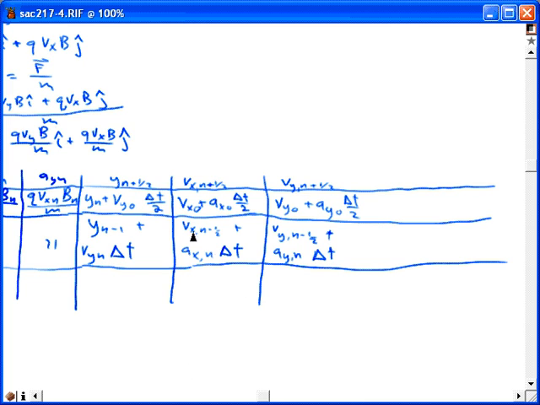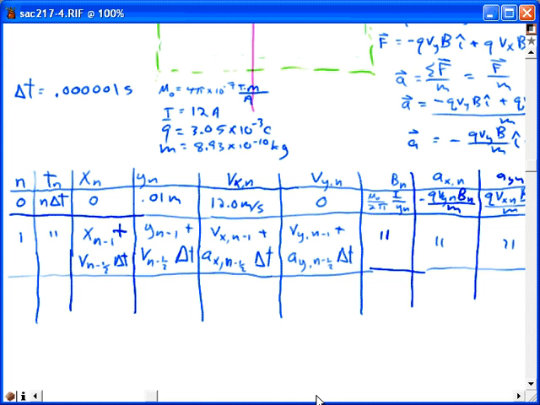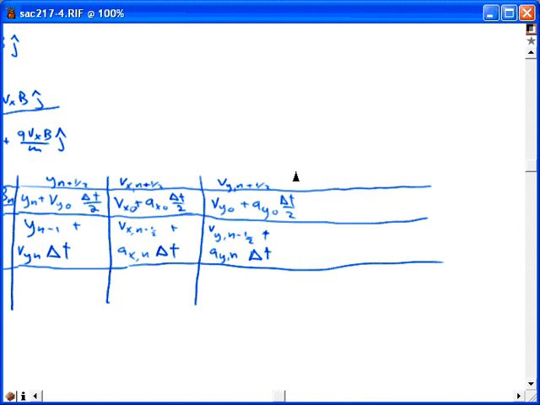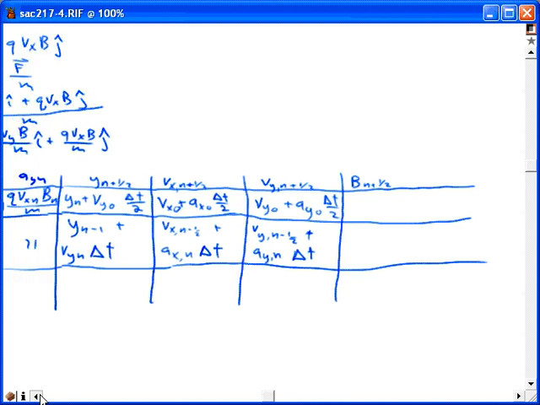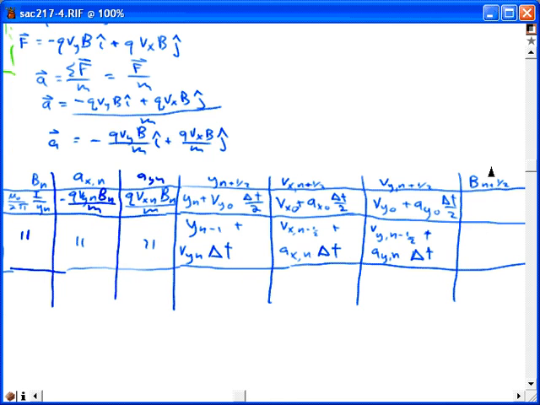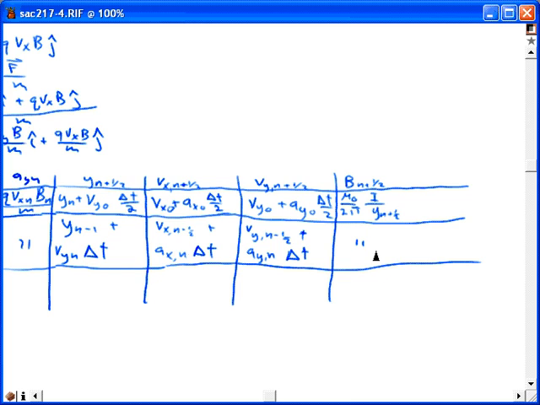Alright. What else did I need in here? I need the acceleration at the half-time intervals as well. So now the acceleration depends on the force, so I'll need the B n plus a half. But that's the same expression that we had over here, copying it from right there, mu 0 over 2 pi times I times the y n plus a half, which is this value right here. Okay, so that's actually pretty easy, and then it'll be copied down here.